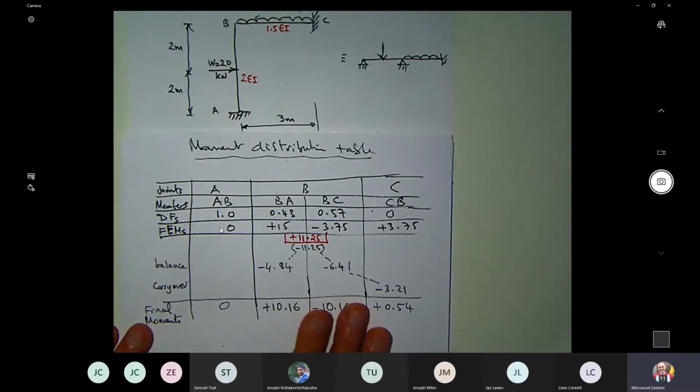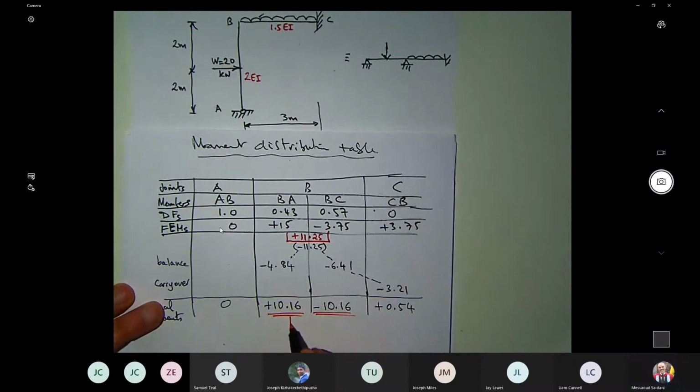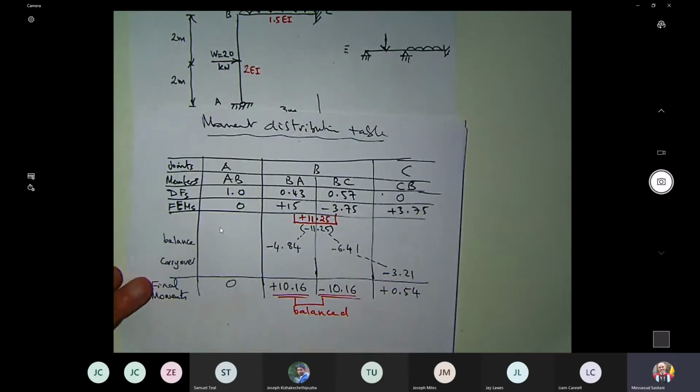Is that okay? And now we have got the moments at B balanced. So they are in equilibrium. Any questions? Yeah? Okay.